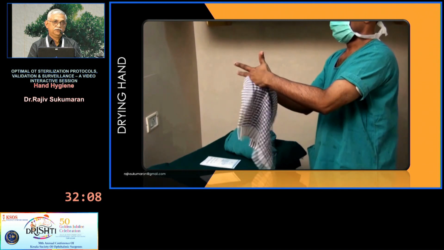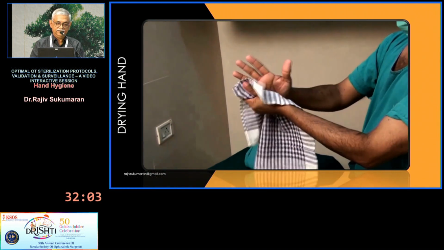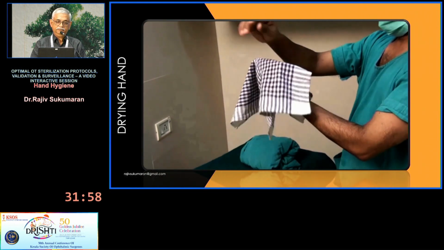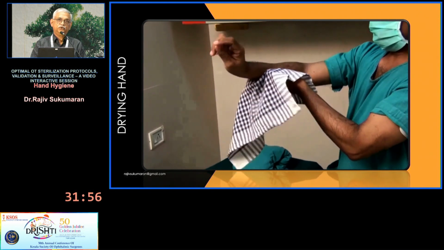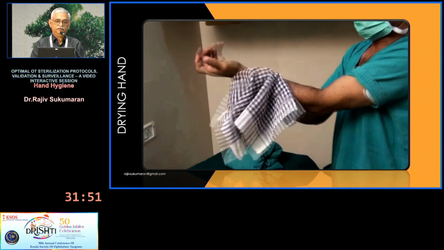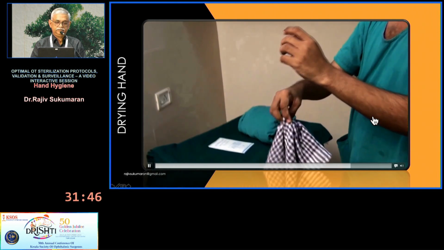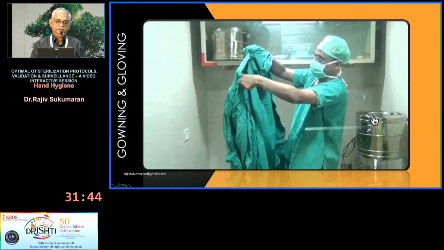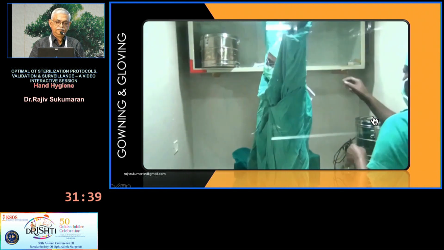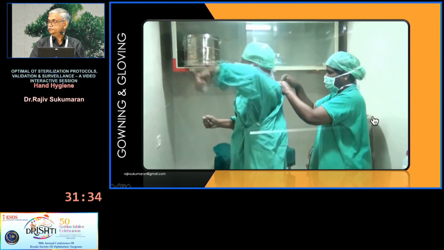This is the 4-quadrant technique. One quadrant is used for one hand. The second quadrant is used for the second hand. The third quadrant for one arm. And the fourth quadrant, the other arm. This is the proper way of wiping. Then gloving. Once you have your surgical gown on, there are different ways of wearing your glove.